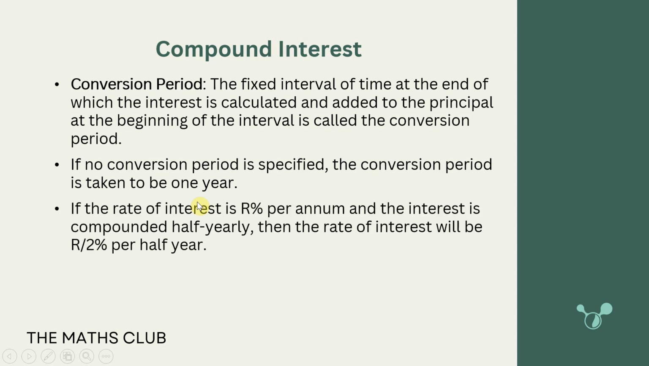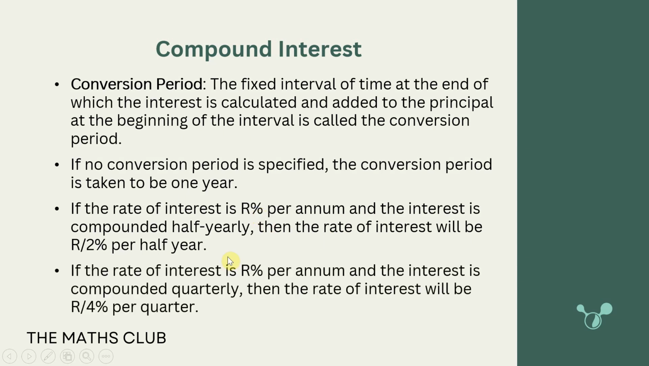So if the rate of interest is R% per annum, you have to take into account whether it is per annum, per half year, or per quarter. But if the question gives you per annum and the interest is compounded half yearly, then the rate of interest will be that rate divided by 2 per half year. That makes sense. And then if the interest is R% per annum and the interest is compounded quarterly, then the rate of interest will be R divided by 4% per quarter. So you need to just be very careful of these things.